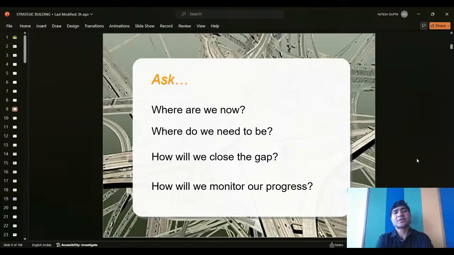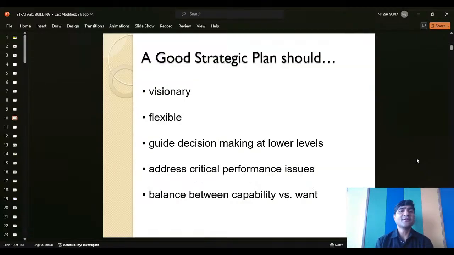Now there are certain questions which you need to ask yourself. Where are we now? Whenever you are designing a strategic plan, you will have to focus on the first question, where you are currently. The second question has to be, where do you need to go? And the third question has to be, how will you close this particular gap between where you want to go and where you are currently? How will you monitor your progress? That will be the fourth question.